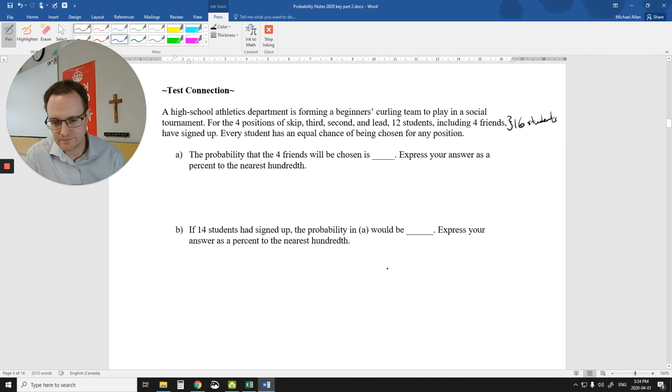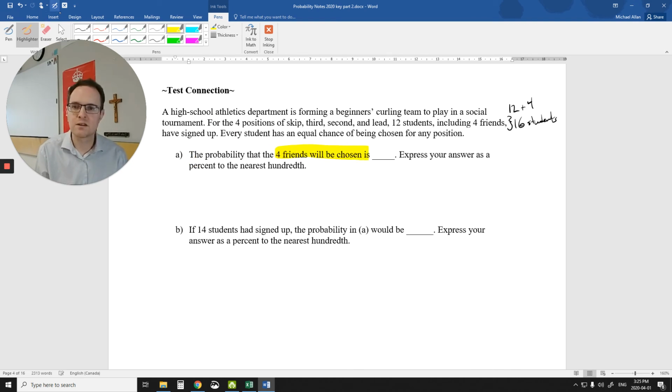That's nice to know. So you're just going to add the 12 plus the 4. That might be useful for later. What do we have here? What's the probability? Well, we also have some key information: every student has an equal chance of being chosen. Okay, what's the probability that the 4 friends will be chosen for this team? So what's the probability of all 4 friends being on this team?